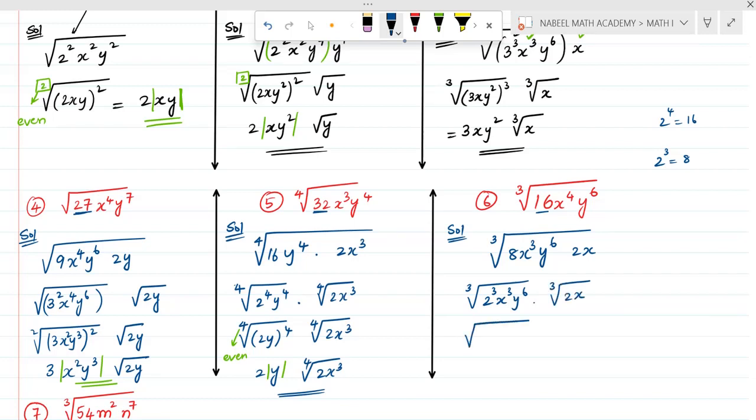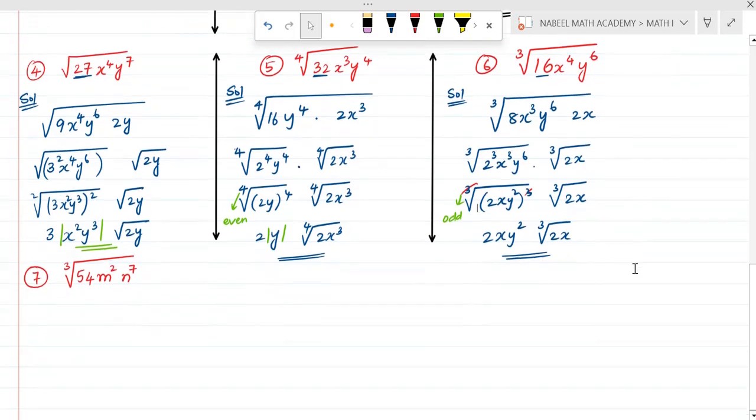Here cube root of, I'm taking a common power, so you will get 2xy square into cube root of 2x. If you cancel the power and the root, therefore you will get 2xy square, cube root of 2x. Here there is no absolute. Why? The reason is since it is an odd power. n is odd here. Therefore, no need of absolute value. So this is the answer.